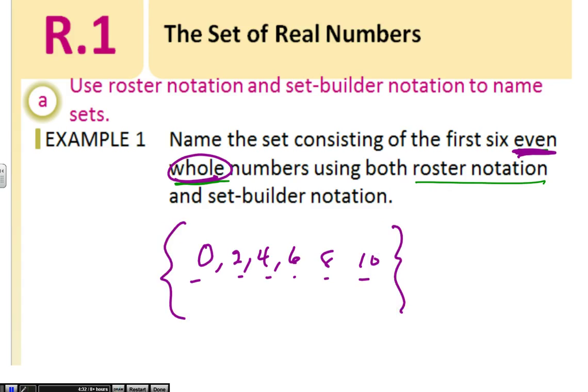Now, we are done with roster notation, and now we need to put it into set builder notation. And set builder notation is a little bit more difficult. It still uses the set symbols, but we do x such that x is an even, the first 6 even, such that x is one of the first 6 even whole numbers.